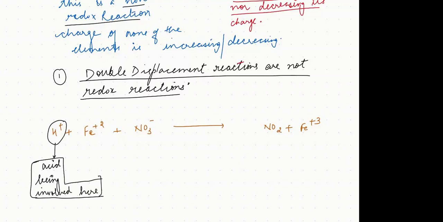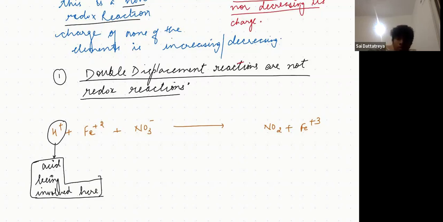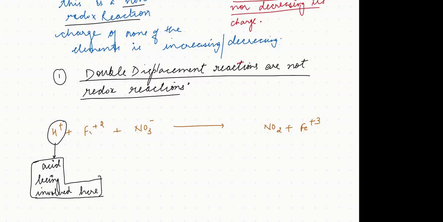But here, when we talk about Fe plus 2, you understand? So then what happens? Fe plus 2, if you see, in going from the reactant to the product side, what is happening? What exactly happens? You tell me. Ma'am, the charge of Fe has increased from plus 2 to plus 3.